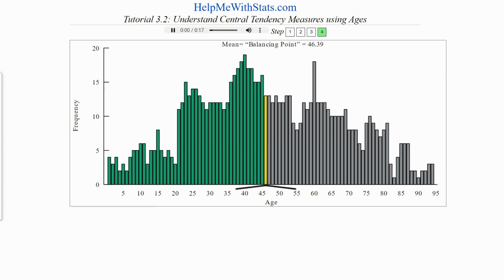The mean is the balancing point of the distribution, which is the average score. In this distribution, the mean is 46.39. The mean is usually not one of the scores in the distribution, but it is possible for the mean to be a distribution score.